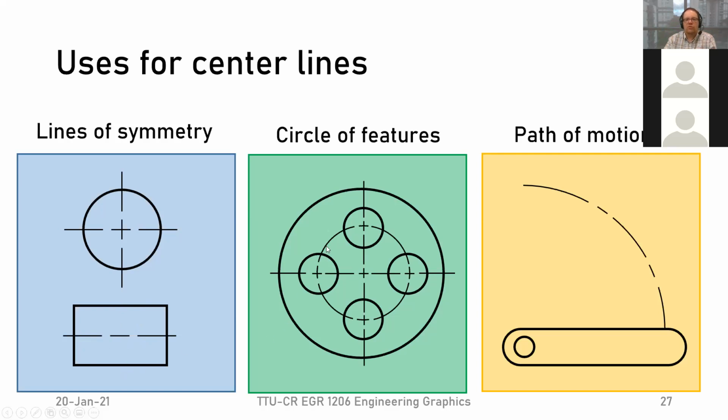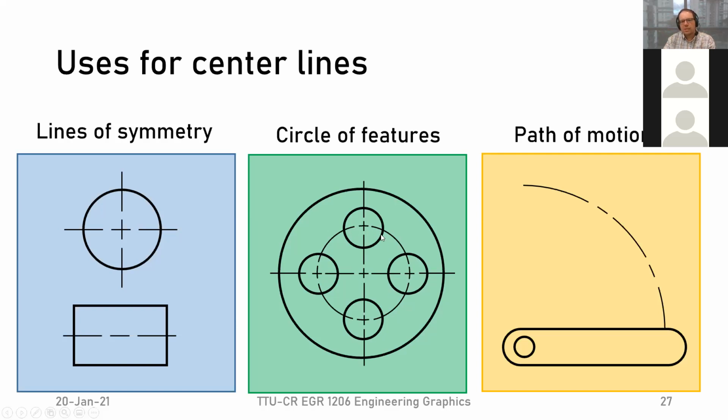The other thing that we can use them for is if we have a part that has a circle of features. So we have this disk here, with this outer black line, and this disk has four holes in it, and these holes are all sitting on a circle, kind of a diameter. They're all the same distance from the center, right? So we could do another center line that goes through all these. You can see we have the short dashes where they intersect, and then longer dashes, and short dash, longer dash, short dash, longer dash, right?